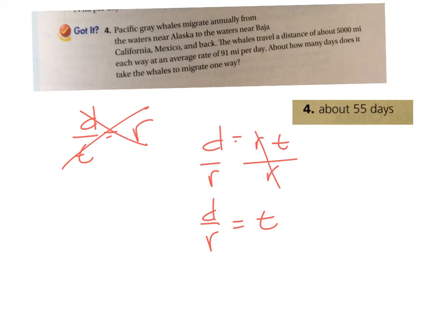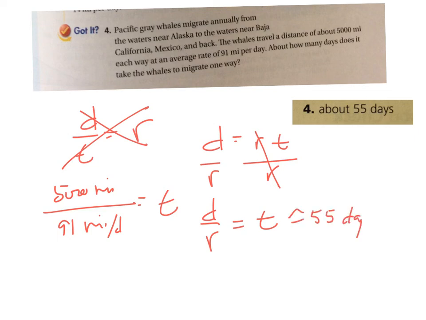So my distance and my rate, so we have 5,000 miles. My rate of 91 miles per day is what we use to solve for our time. So 5,000 divided by 91, it's like 54.9, I think, right? So it's about 55 days. That's quite a journey. I'd just stay there. A little nicer, a little warmer.